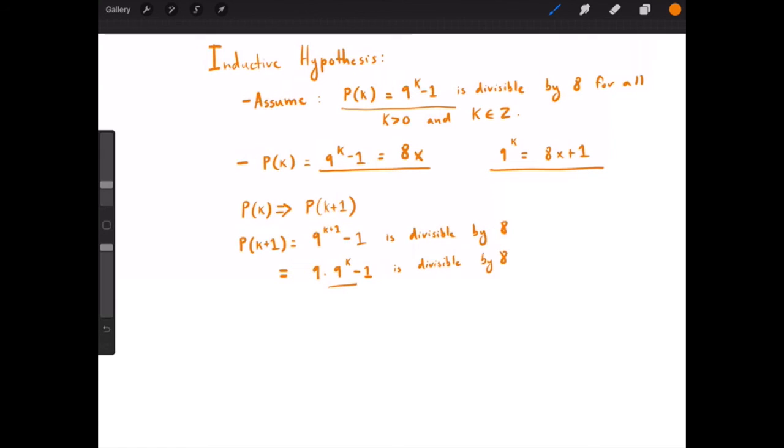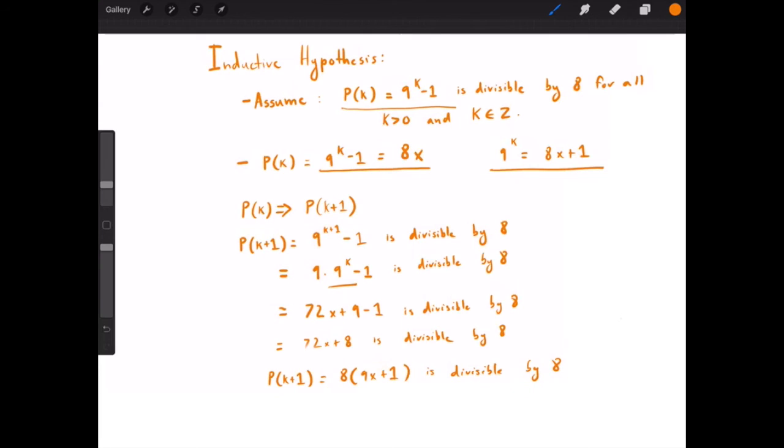By simple distribution, this becomes 72x plus 9 minus 1 is divisible by 8, which becomes 72x plus 8 is divisible by 8, which can finally be rewritten as P of k plus 1 is equal to 8 times 9x plus 1 is divisible by 8. At this point, we know that the statement is true as 8 times 9x plus 1 includes 8 as a multiplying factor, and therefore is cleanly divisible by 8. We have now proven that P of k implies P of k plus 1.